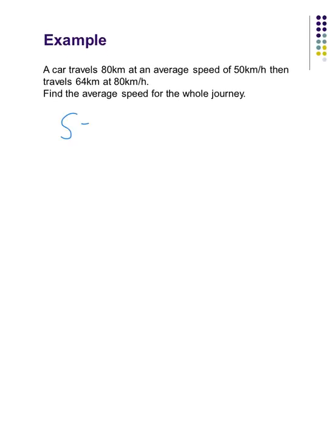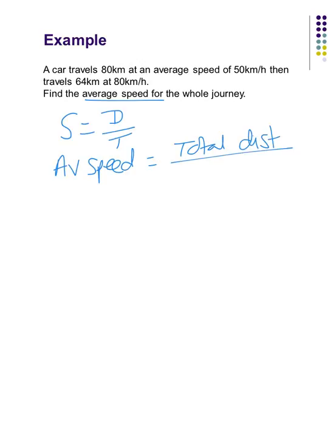Now in this question we've got a car which travels 8 kilometres at an average speed of 50 kilometres per hour, and then it travels 64 kilometres at 80 kilometres per hour. So we want to find the average speed. Now we know that speed equals distance over time. So to work out the average speed, we want the total distance over the total time.